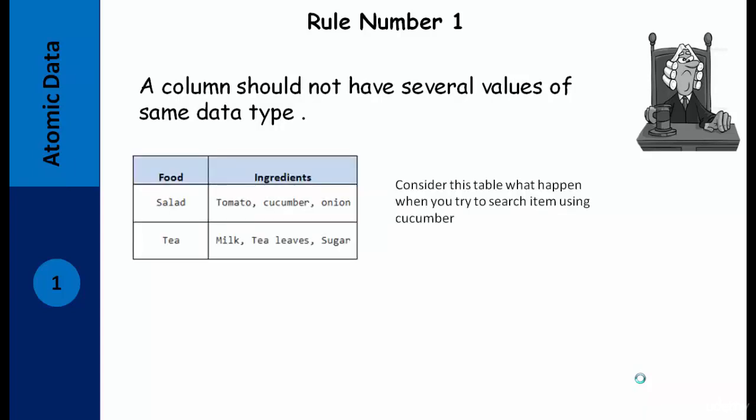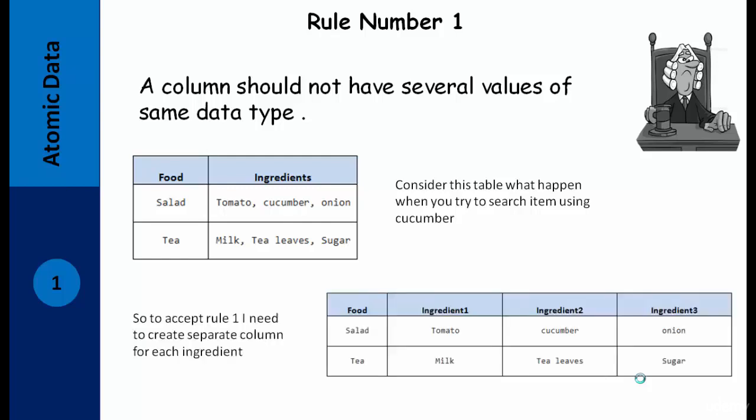Consider this table, food details. What happens when you try to search for an item using cucumber or onion? Will you be able to search? It seems impossible, right? So to accept rule 1, we need to create separate columns for each ingredient.